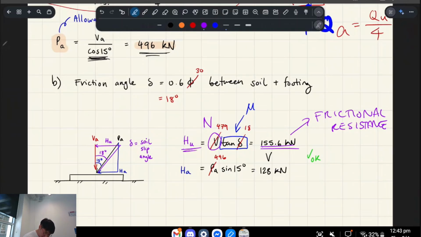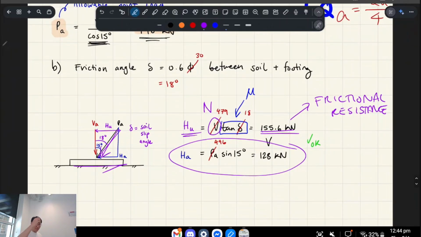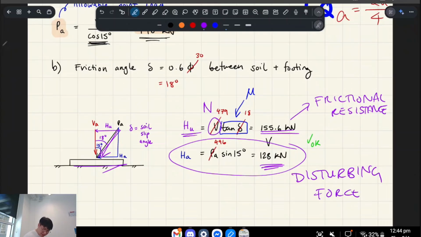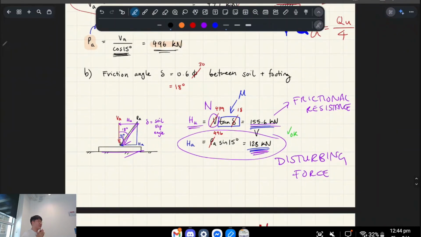Yeah, so that's the sliding resistance. Okay, and then HA was the allowable diagonal force that we had from before, and we're saying that if this is the disturbing force, since this is less than this, our system doesn't move. Our system doesn't slide. All right. So does that make sense?